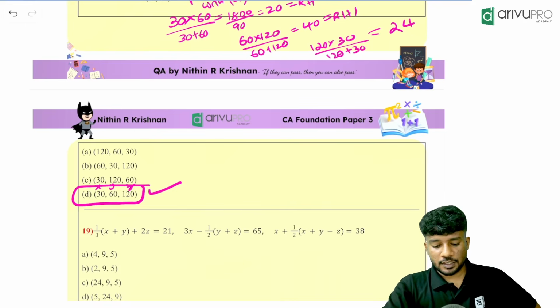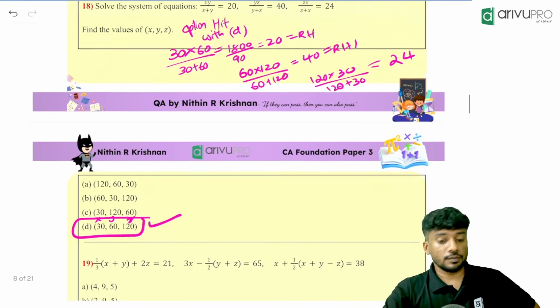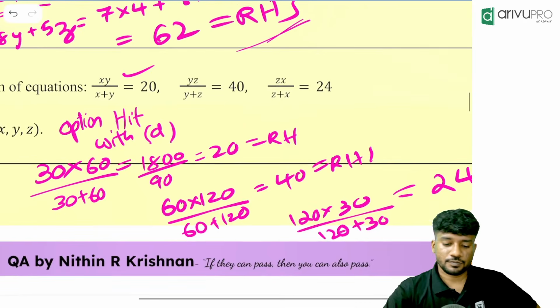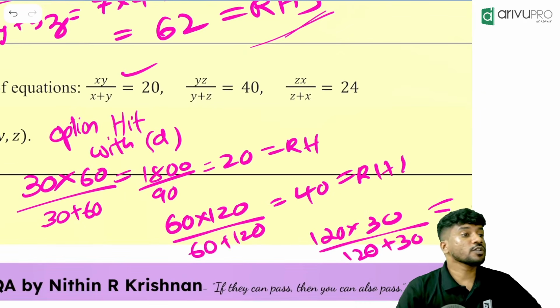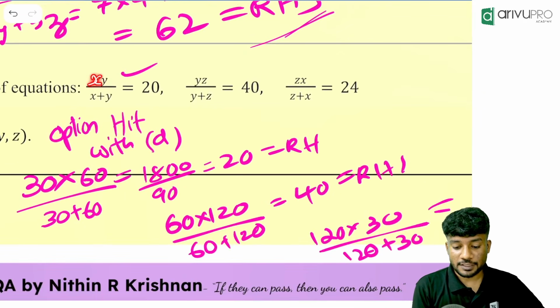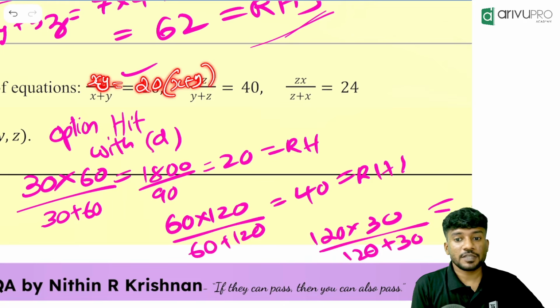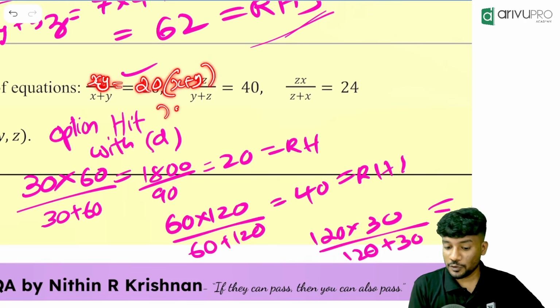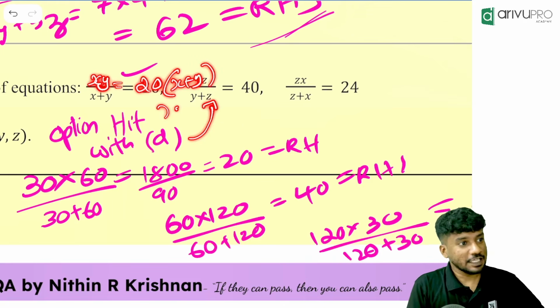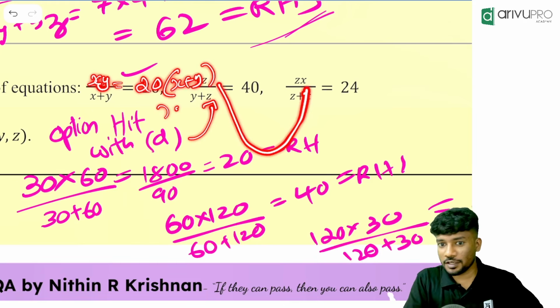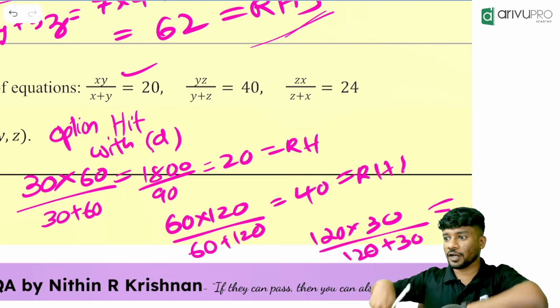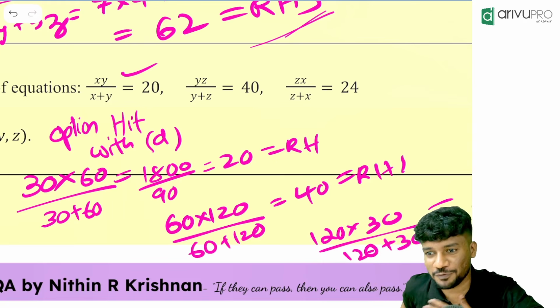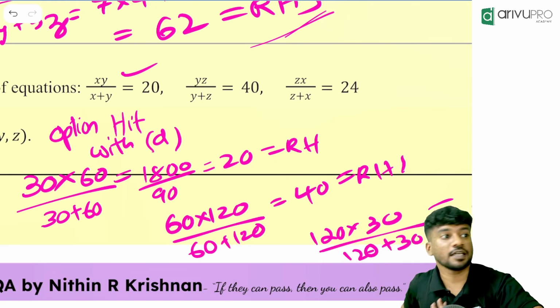Okay. Now, if you were in school, how will you solve this? If you were in school, you will solve it in another way. You will write xy is equal to 20 into x plus y. From there, you will find the value of x. You will substitute in the second equation. Then from there, you will substitute in the third equation. It will go like this. Is it possible? No, it's not possible for us in the examination hall.